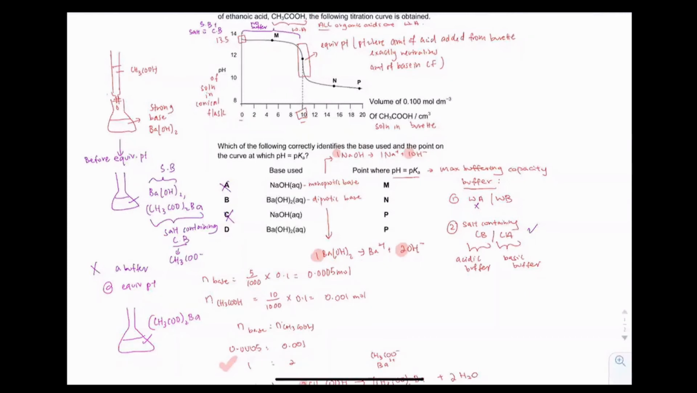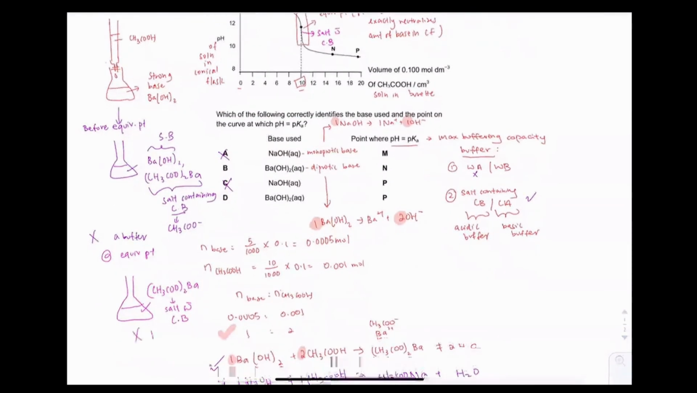Okay, barium ethanoate. So this is just my salt containing conjugate base. So over here, at this point, I only have salt containing conjugate base. So is that a buffer? Also, no buffer. Okay, because it doesn't have the weak acid.